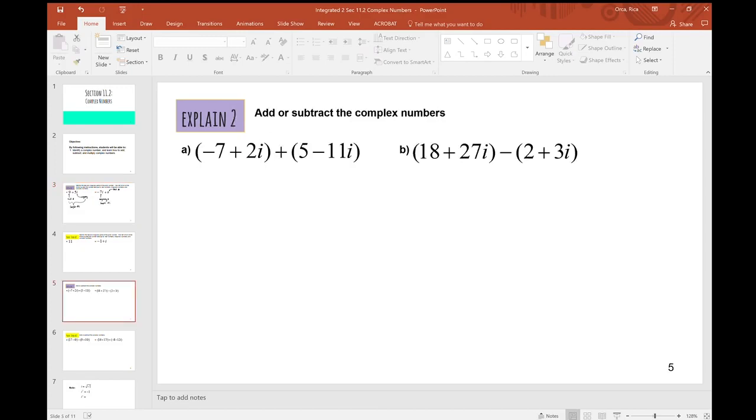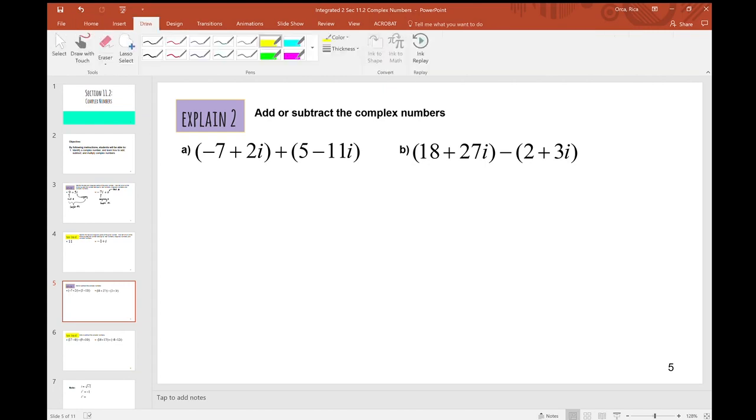Now let's learn how to add or subtract complex numbers. Adding and subtracting complex numbers is similar to just combining like terms. So to determine which operation to use, we need to look at the symbol between the two parentheses. And if we look at part A, notice how we have a plus sign, which means that we are going to be adding the two binomials. So let's go ahead and drop the parentheses.